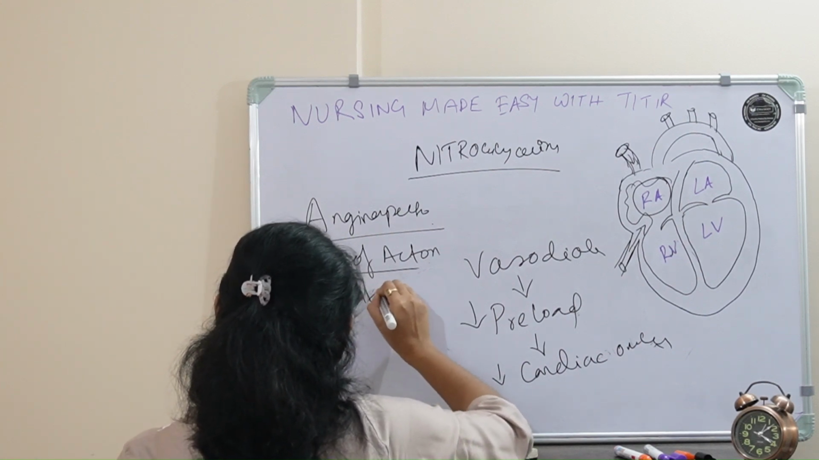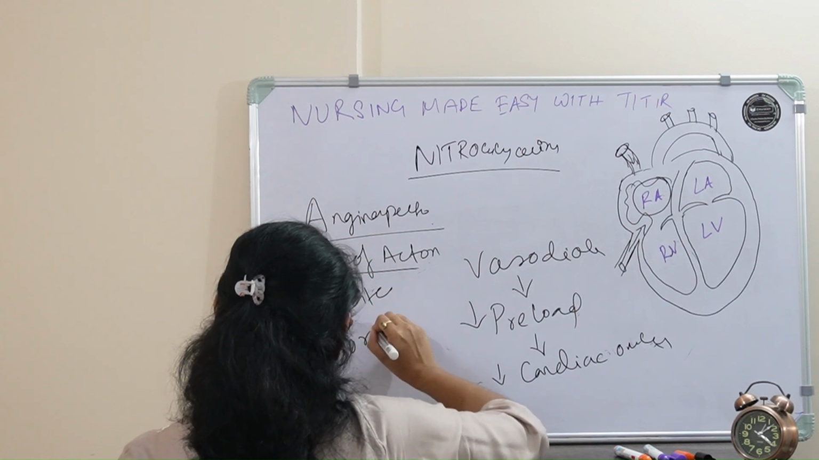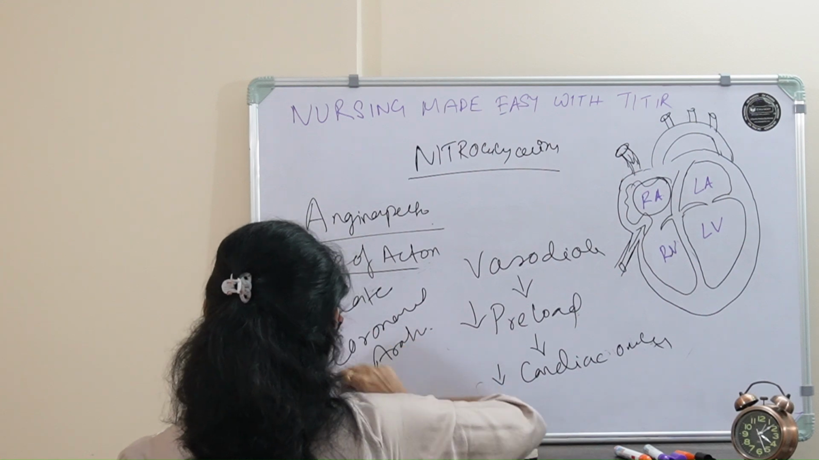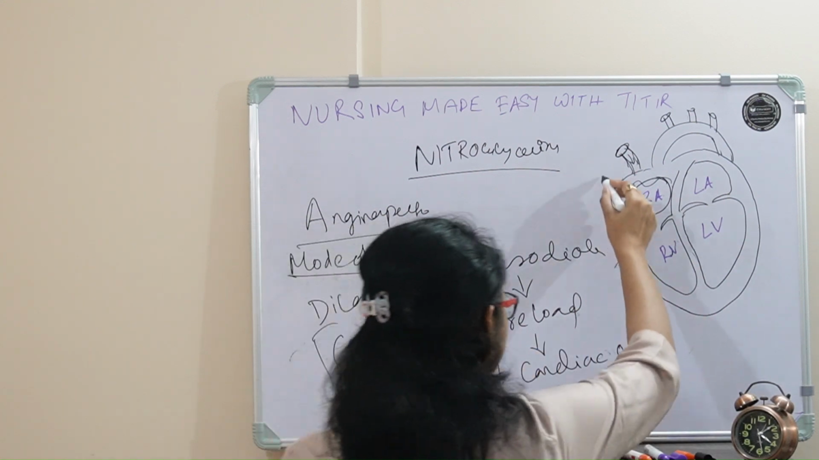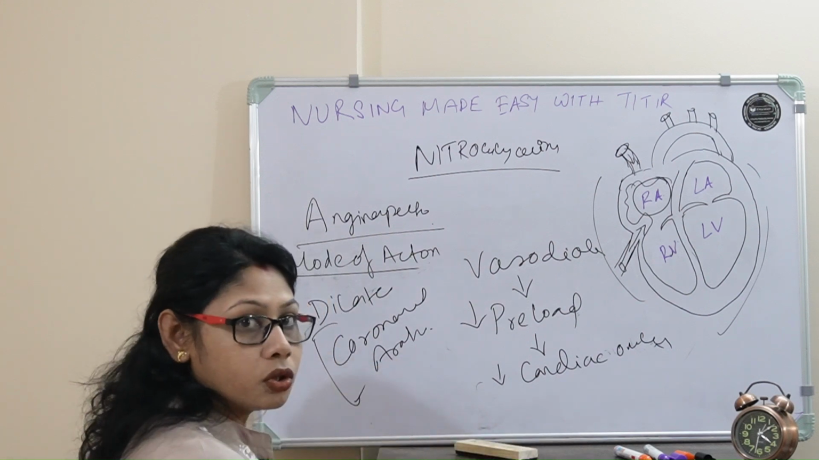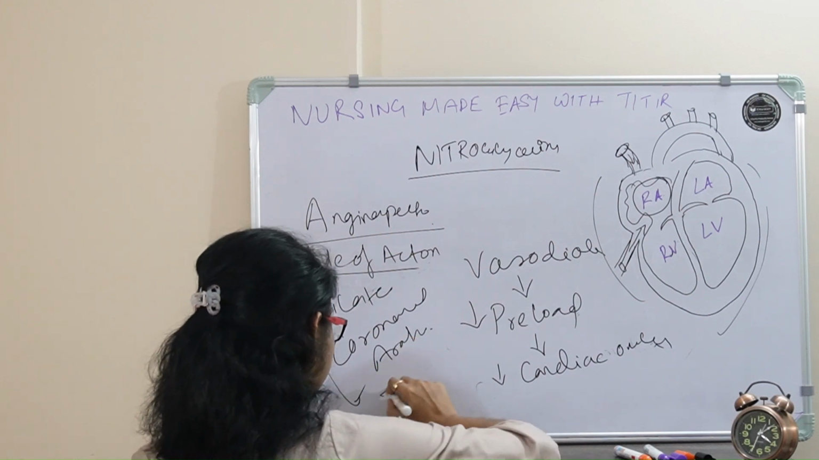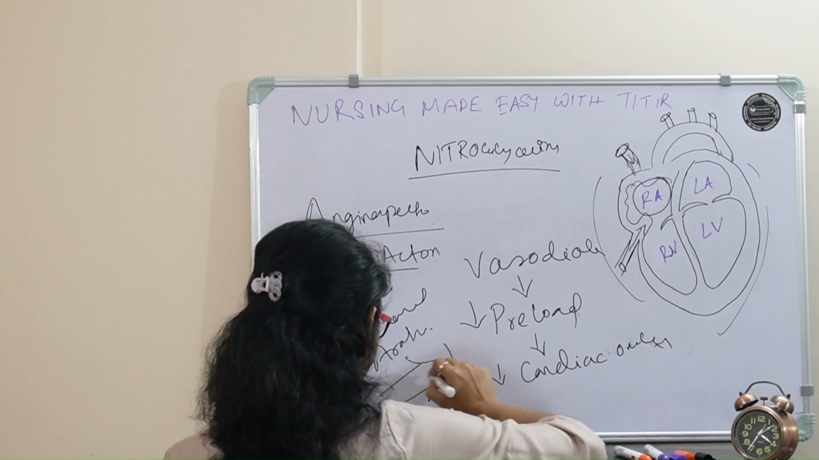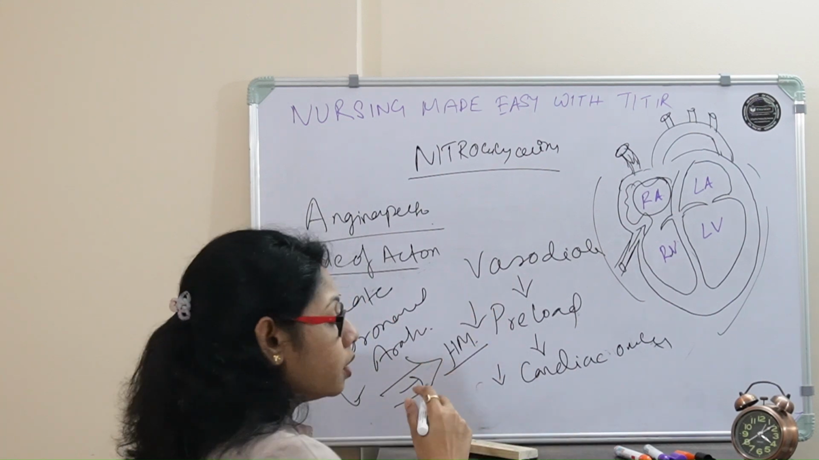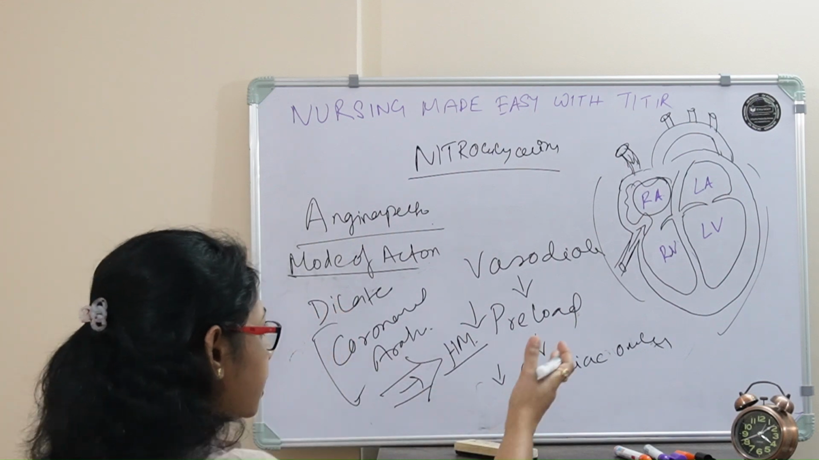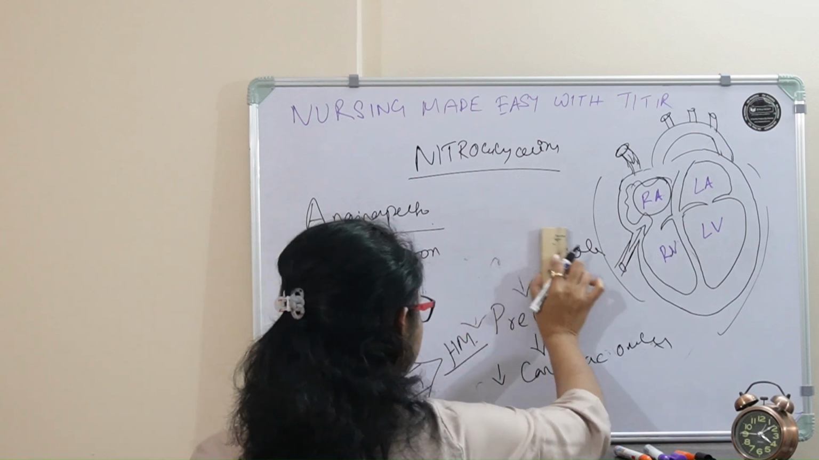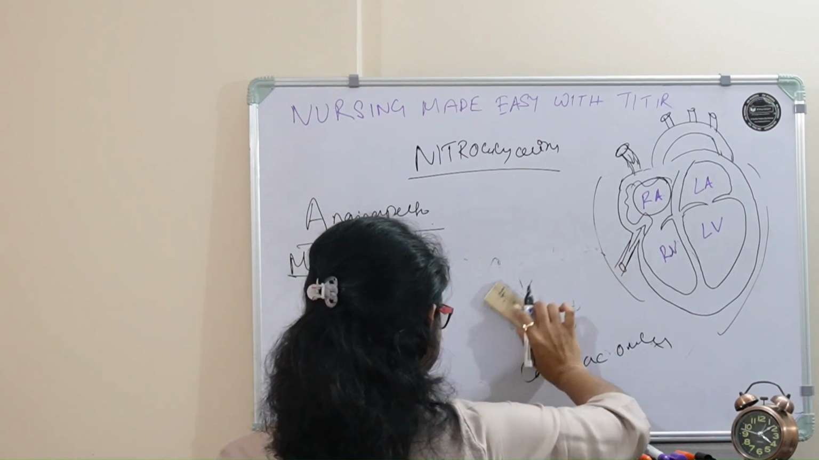Secondly, it dilates the coronary artery. Coronary artery supplies the oxygenated blood to the heart muscles. If dilatation is there, it will take more oxygenated blood to the heart muscles, and there will be more pumping of oxygen in the heart muscles, and the angina will be reduced in those cases.